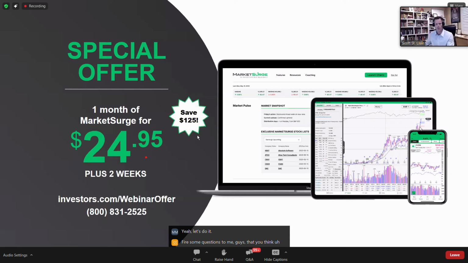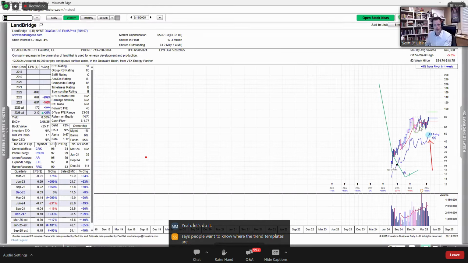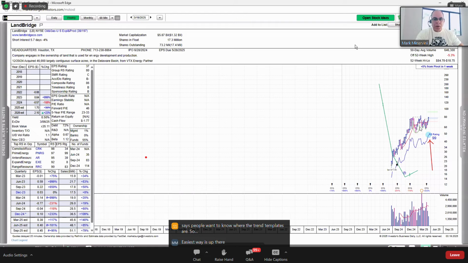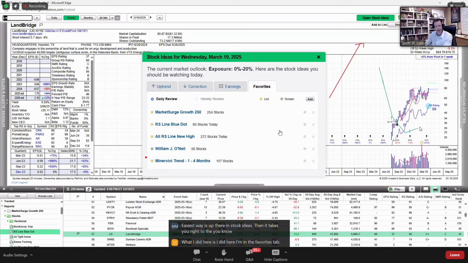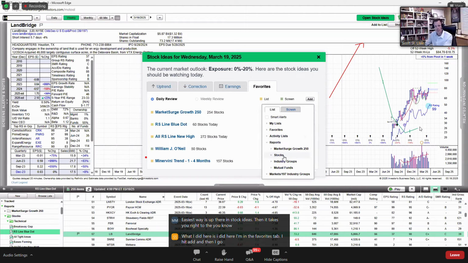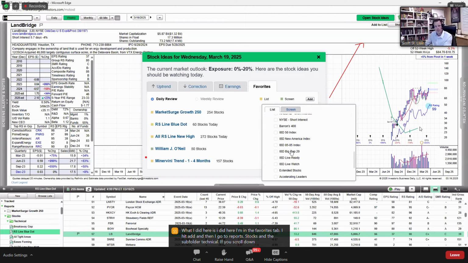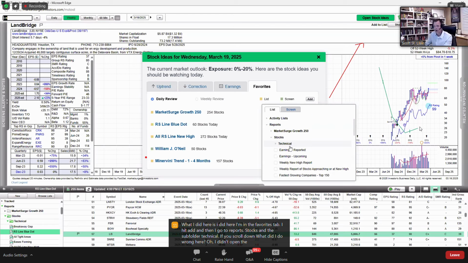All right, so let's start with one that Jerry Winston says: people want to know where the trend templates are. Easiest way is up there in stock ideas, because then it takes you right to my favorites. So what I did here is I'm in the favorites tab. I hit add, and then I go to reports, stocks, and the subfolder technical. If you scroll down, what did I do wrong here? Oh, I didn't open the technical. I apologize. You have to open the technical. You can see I've checked the box for all RS line.